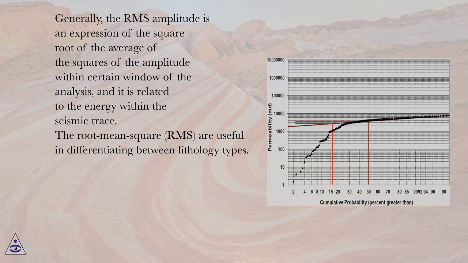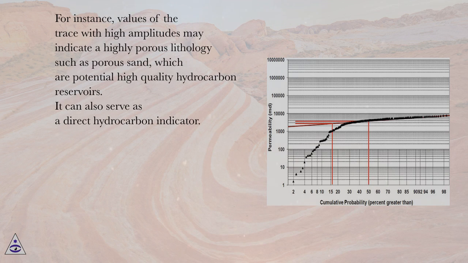The root mean square, RMS, is useful in differentiating between lithology types. For instance, values of the trace with high amplitudes may indicate a highly porous lithology such as porous sand, which are potential high-quality hydrocarbon reservoirs. It can also serve as a direct hydrocarbon indicator.